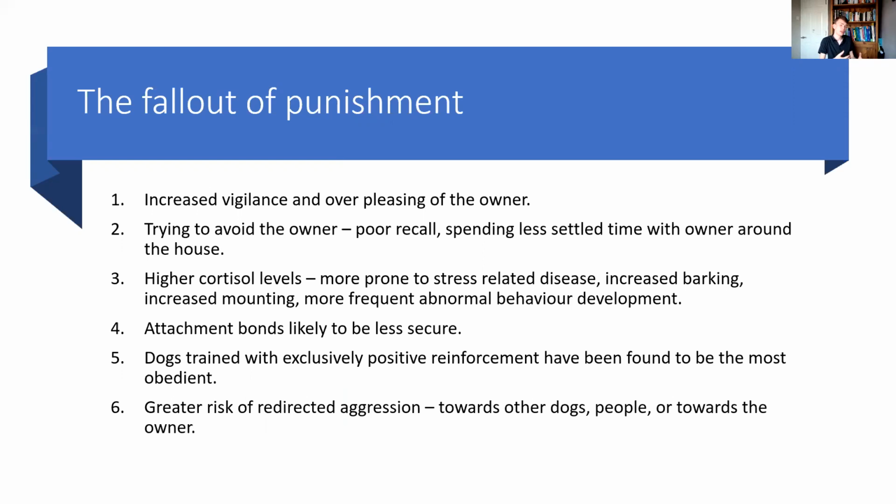And again, with punishment-based methods, whether that's physical punishment or just inflicting fear on the dog, whether through shouting or some sort of physical correction, that will increase the dog's risk of redirected aggression. That might be towards people, towards other dogs, or towards the owner, or if you're lucky, just towards an object around the house. So really trying to avoid punishment is key for preventing aggressive behavior and not increasing aggressive responses.